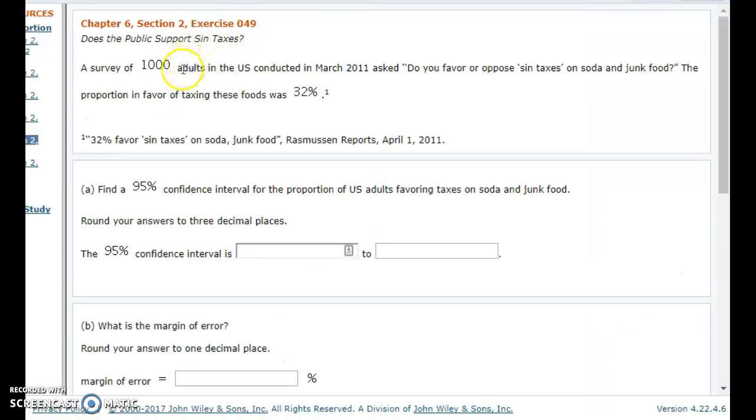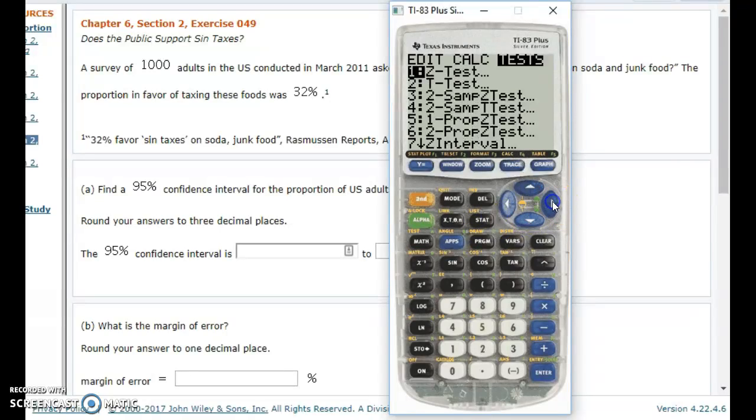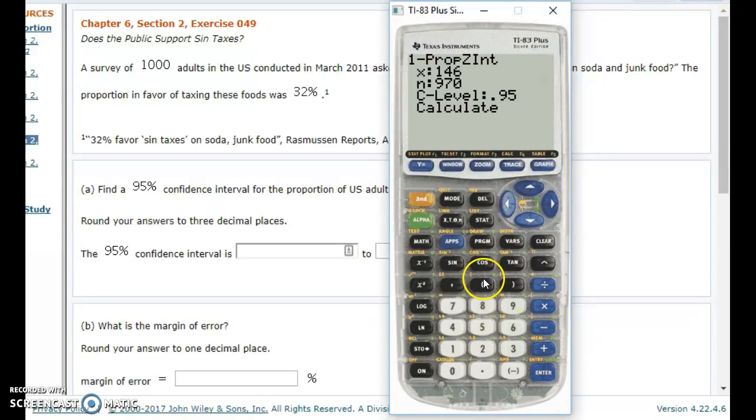So looking at a different one, we've got 1,000 adults, we've got 32%, finding a 95% confidence interval, and then margin of error. So let me pull up the calculator. I'm just going to do the same thing. Stat, over to test, down to 1 proportion Z interval.